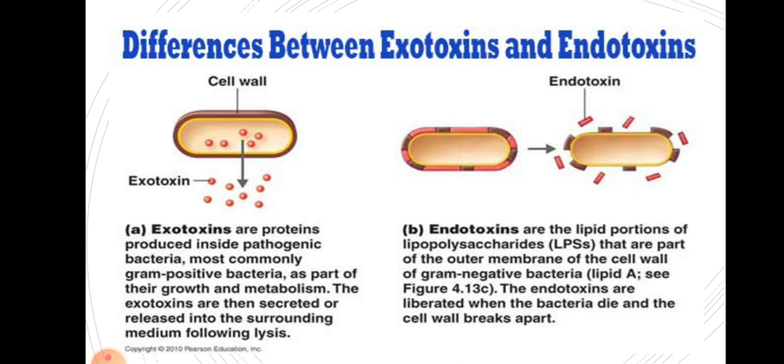Difference between exotoxins and endotoxins. In the picture, we can see exotoxins. These are proteinaceous in nature, produced inside pathogenic bacteria, most commonly gram-positive bacteria, as part of their growth and metabolism. The exotoxins are then secreted or released into the surrounding medium following lysis, while endotoxins are the lipid portions of lipopolysaccharides that are part of the outer membrane of the cell wall of gram-negative bacteria. The endotoxins are liberated when the bacteria die and the cell wall breaks apart.